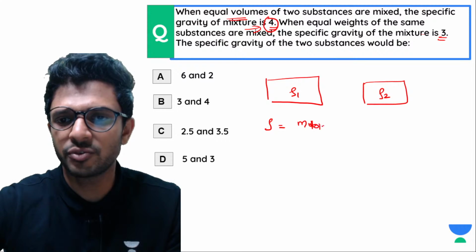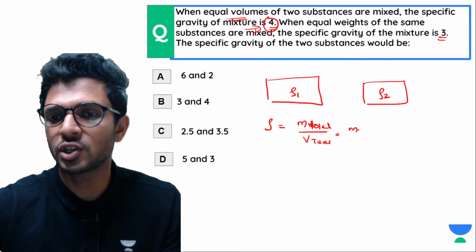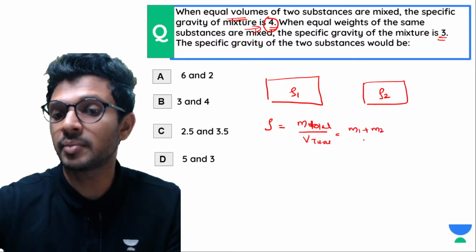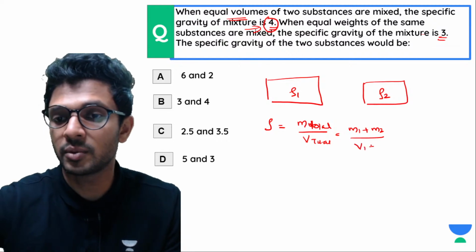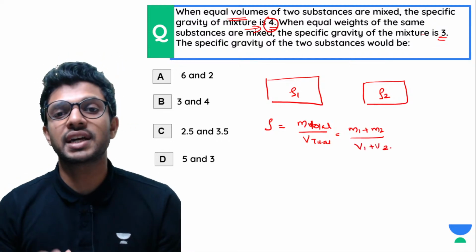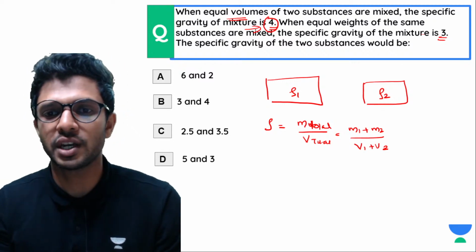Same simple basic formula, total mass divided by total volume. If the first one is having a mass of m1 and the second one is having a mass of m2, total mass is m1 plus m2. If the first one is having a volume of V1, the second one during the time of mixture is having a volume of V2, V1 plus V2 is the total volume.